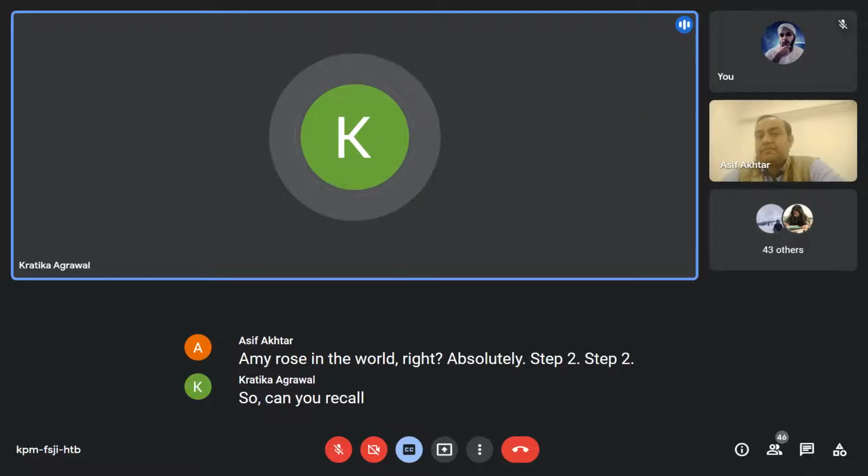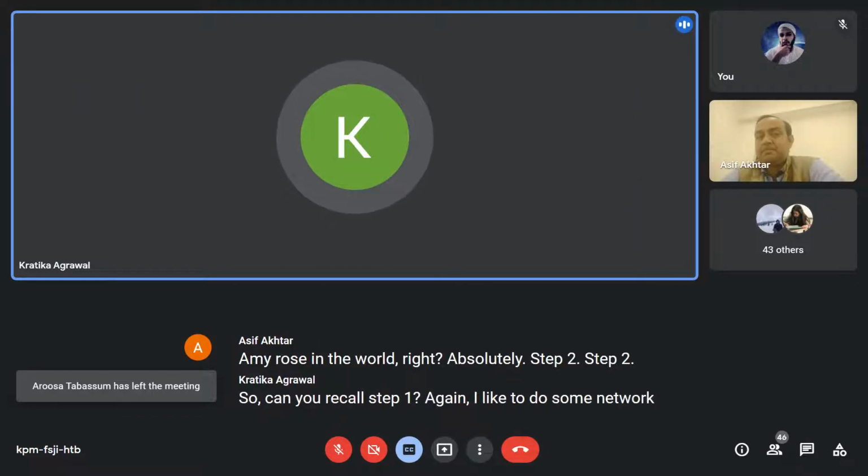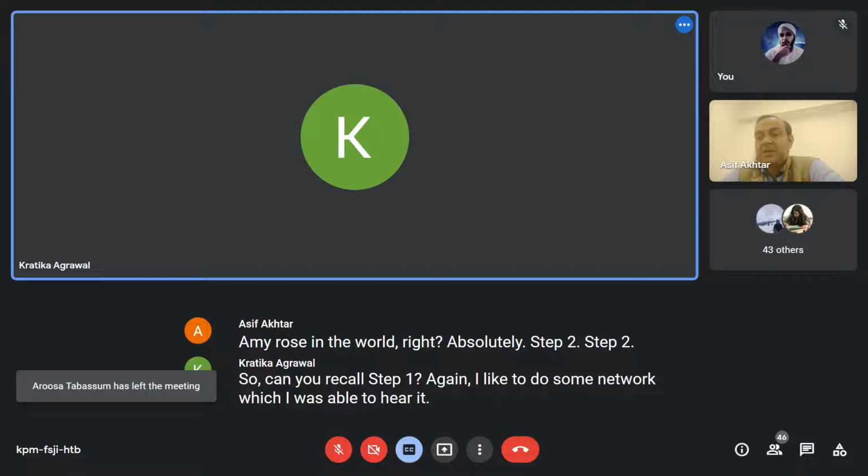Step 2. Can you recall step 1 again? Due to some network issue, I was not able to hear it.